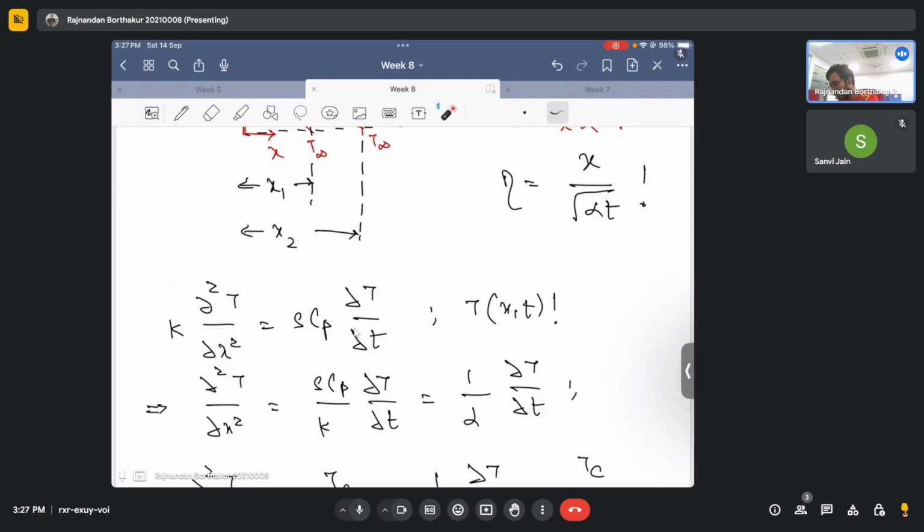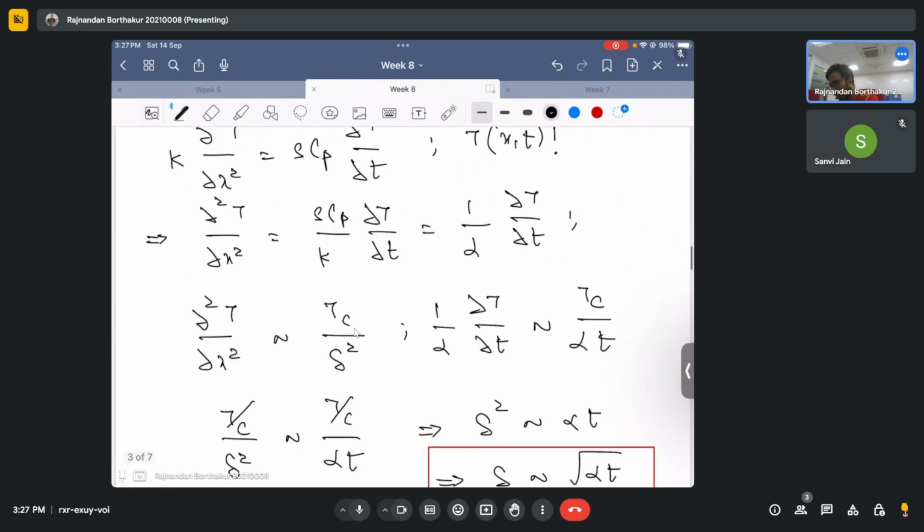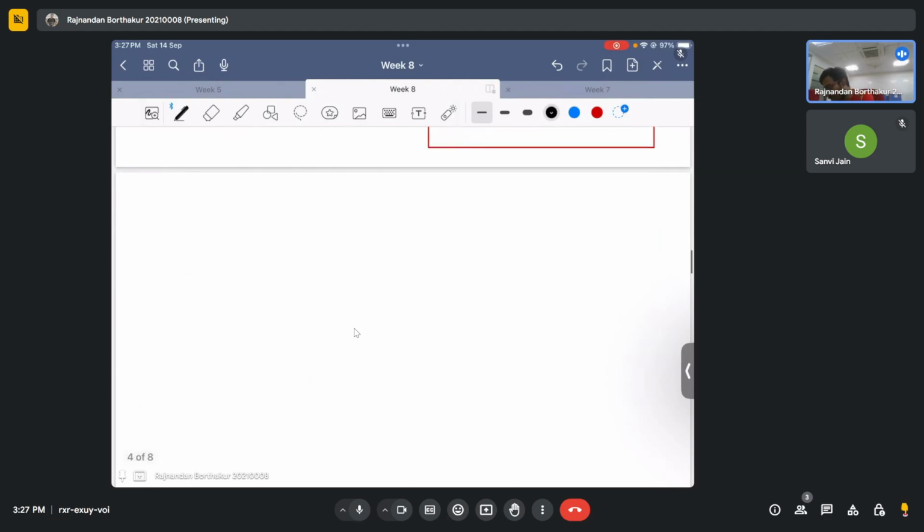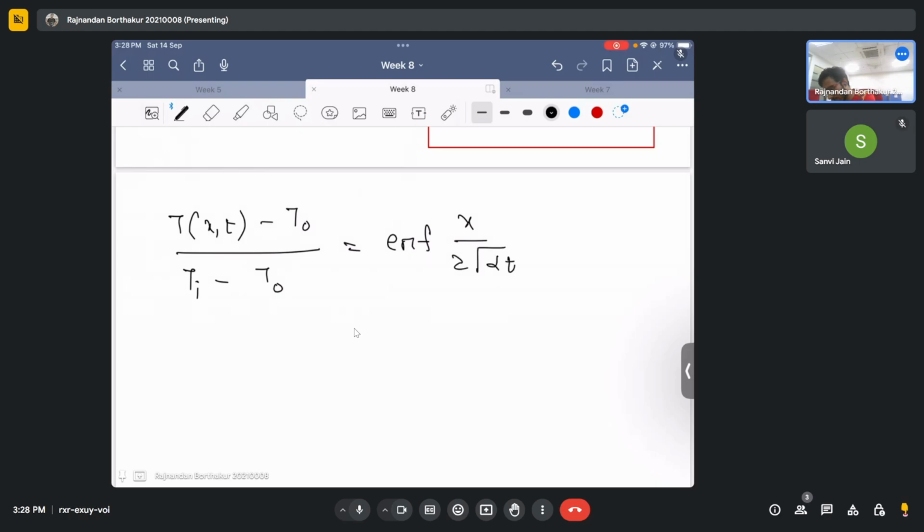If you solve this partial differential equation using the similarity variable, you came up with the form of the temperature field as something like this. I think you will remember. Your temperature field, T as a function of x and t, that you evaluated, T minus T naught divided by Ti minus T naught, is equal to... Now can you tell me what this is? This is something that we have seen, right? Can you tell me what this is?